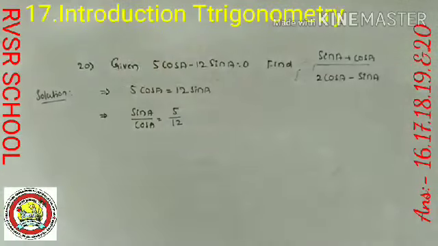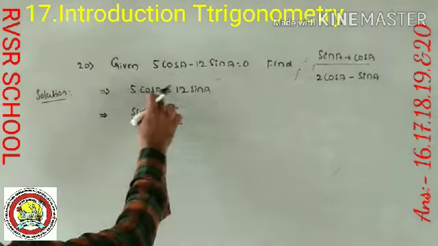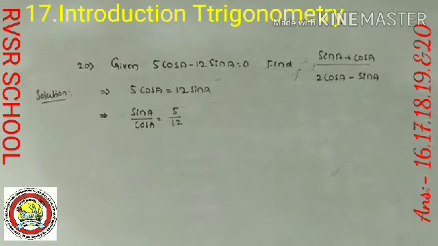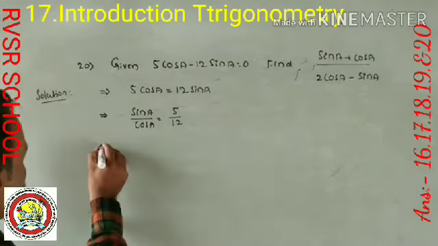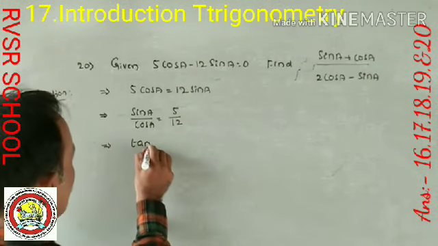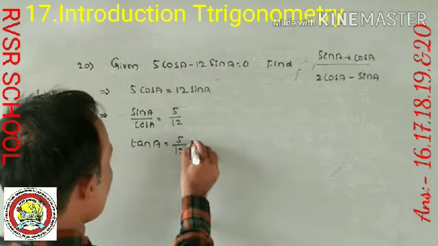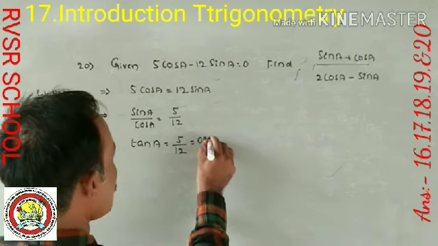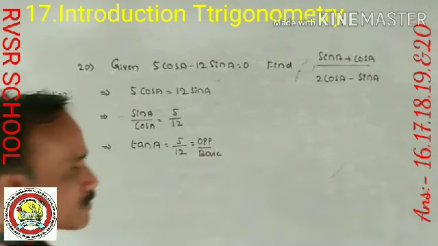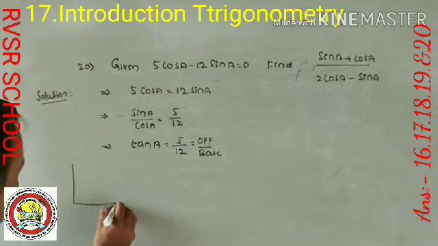Cos A by sin A is equal to 12 by 5, but sin A by cos A is equal to 5 by 12. Cos A by sin A, 12 by 5. Sin A by cos A, 5 by 12. Not 12 by 5, okay? This implies sin by cos, that is tan. Tan A is equal to 5 by 12. Again, ratio opposite divided by base. Again, draw a right angle triangle.